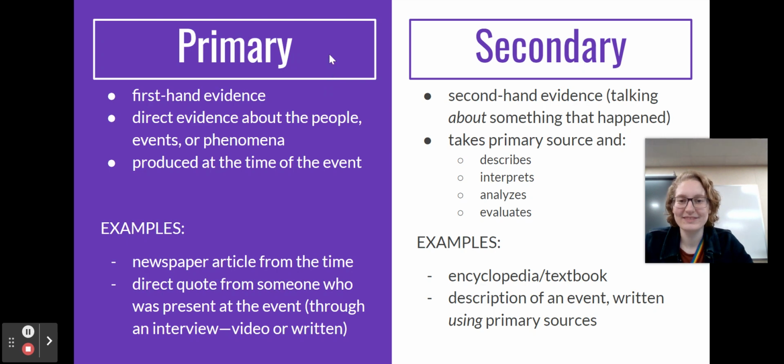Okay, so to review, primary and secondary sources. Primary is going to be firsthand evidence. So it's direct evidence about the people, events, or phenomena that we're studying, and it's produced at the time of the event. So this is someone at the treaty signing, their experience, and a direct quote from them, which isn't always written down. We'll come back to that in a second. But examples might be a newspaper article from that event. And again, a direct quote from someone who was present.